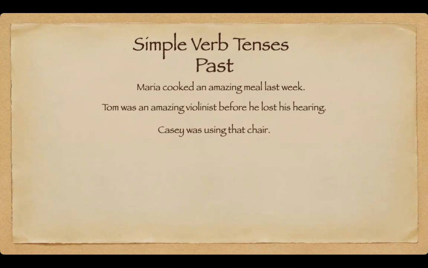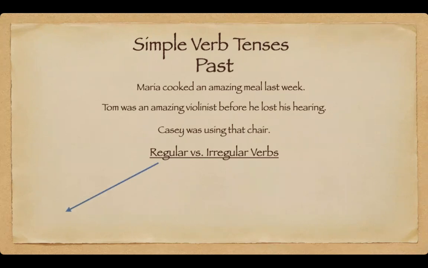Before we move on to present tense verbs, let's quickly look at regular versus irregular verbs and their use in forming the past tense. We're still on past tense. With regular verbs, the past tense is formed by adding ed, or just d if the verb ends in e, to the end of the base form of the verb. Here's an example. I watched the dog in the yard. Notice that we simply added ed to the end of the word watch to form the past tense.